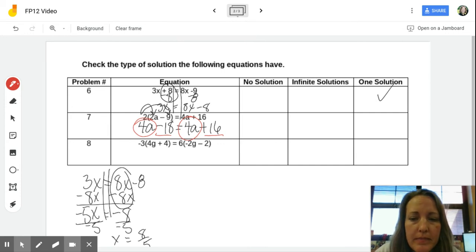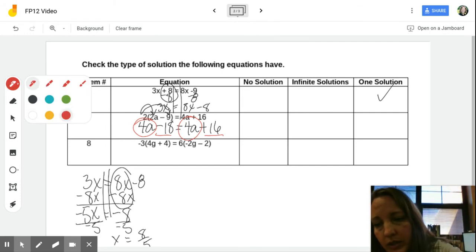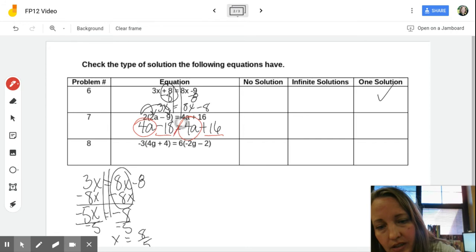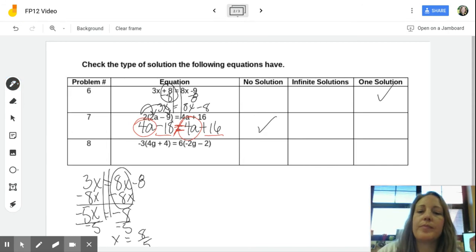What is it? So that's negative 18, 17, 16, 15, 14. Negative 14. On the other side, 4 times 1 is 4. 16 plus 4 is 20. That's not a true statement, right? So it never will work out. So what we're going to have is a not equal to, okay? So it's never going to work out. So this is no solution.